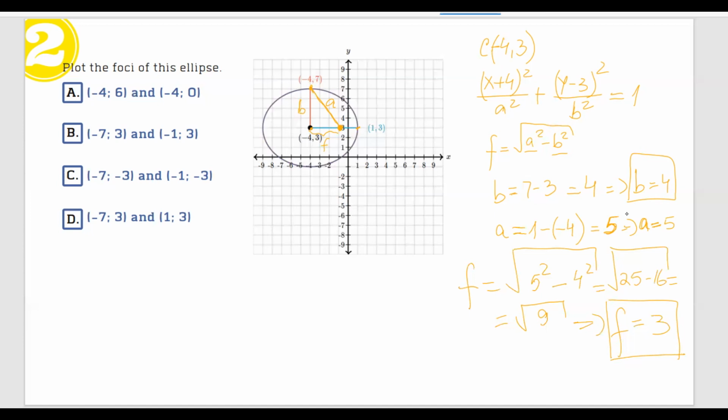So now let's plug in the coordinates. The center of this ellipse is -4, 3. If you just look at the ellipse, or even if you don't have the ellipse, it's pretty obvious: you go left and right. But if you don't have the ellipse, you know the center is at -4, 3.